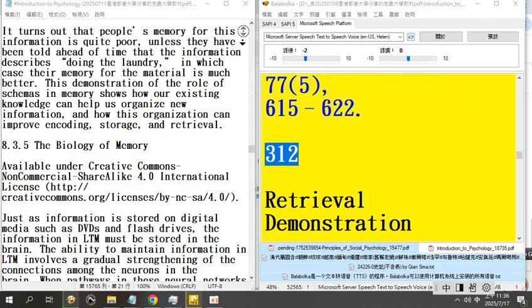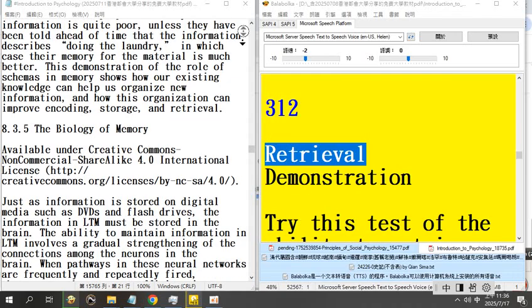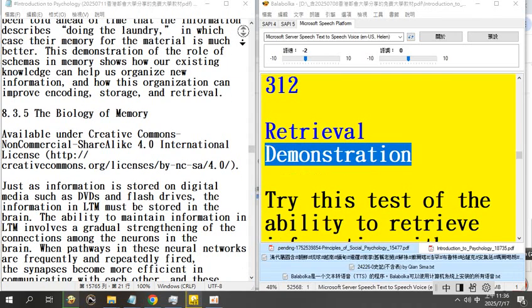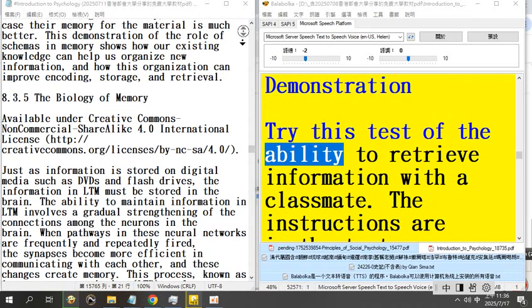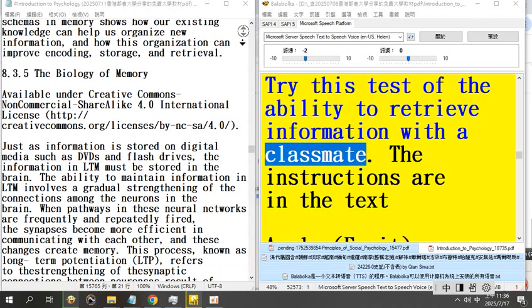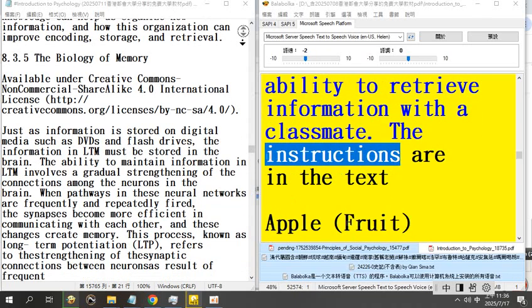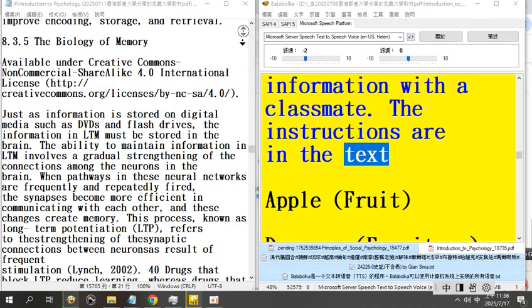Retrieval Demonstration. Try this test of the ability to retrieve information with a classmate. The instructions are in the text.